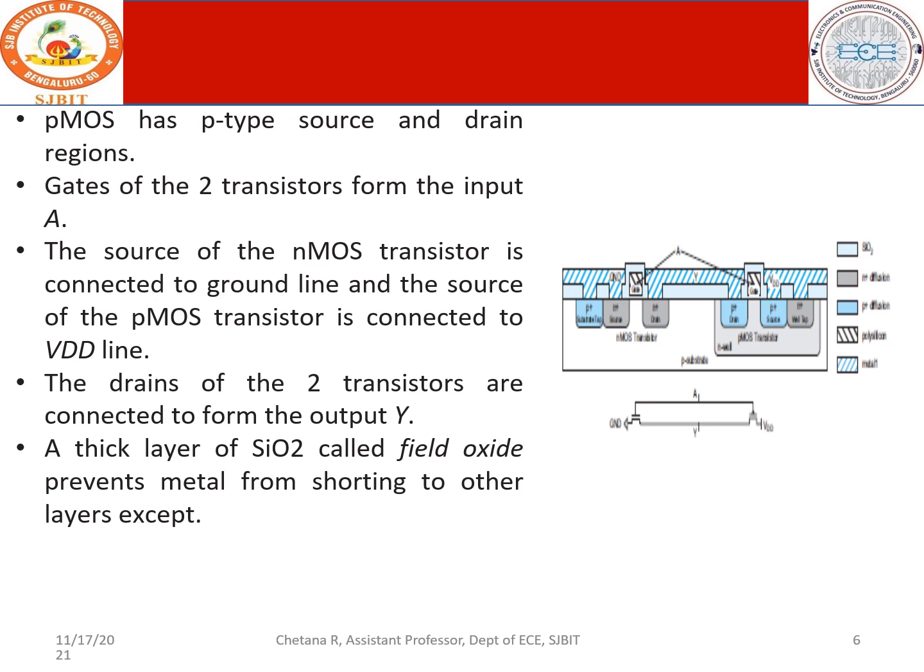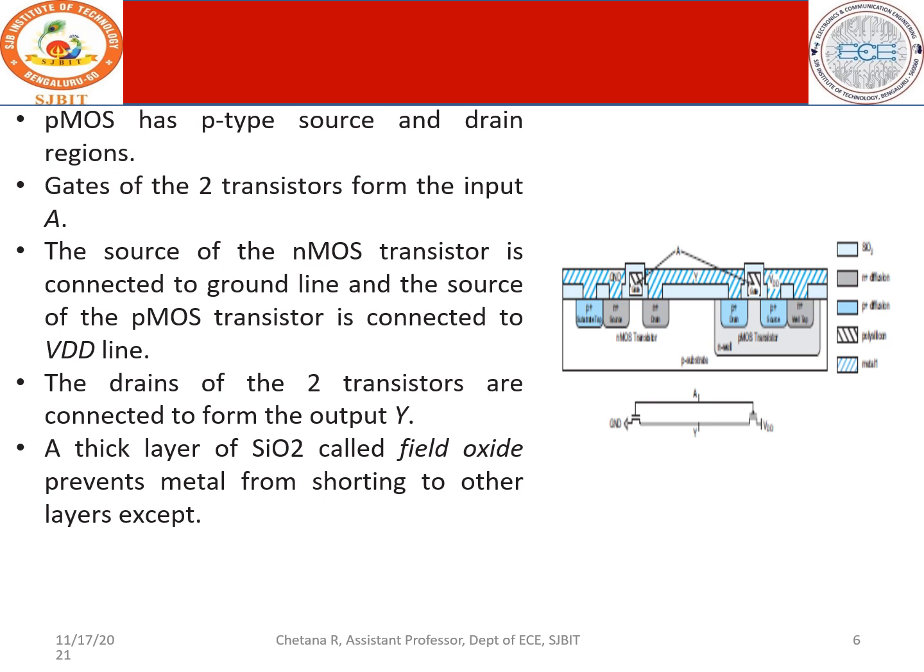Now the gates of the two transistors form the input A, because in a CMOS inverter, the two inputs are shorted together in order to form the common single input A. In an inverter there is only one output, therefore the two drains are also shorted. The source of the NMOS transistor is connected to the ground line, and the source of the PMOS transistor is connected to the VDD line, as I have already told you.